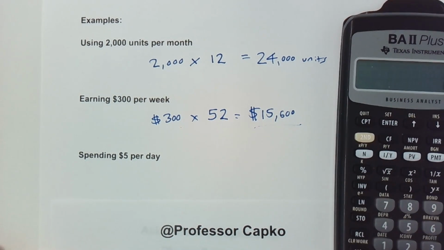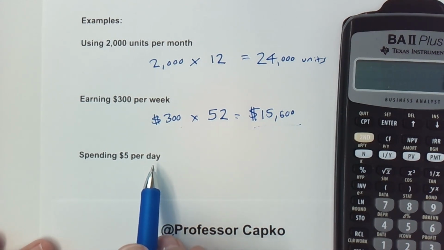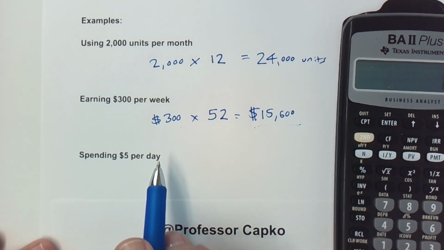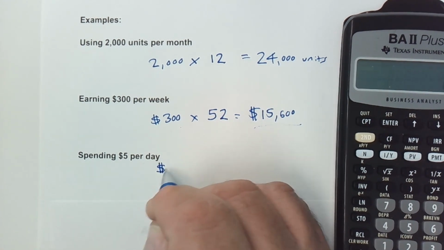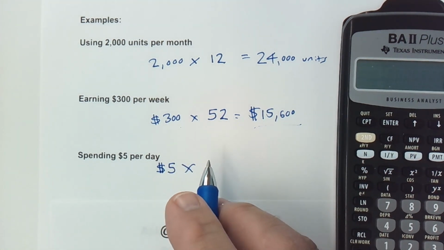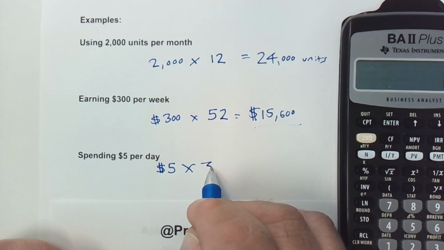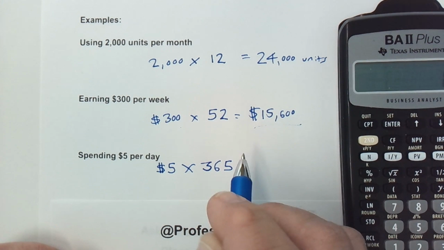Clear this out. And let's say you are spending $5 a day. How much are you spending in a year? We're going to annualize $5 a day. So I'm going to write down the $5 and I'm going to multiply it by the number of days in a year. And this is, of course, assuming that nothing changes each day of the year. 365 days in a year.